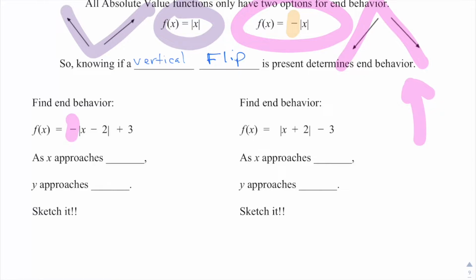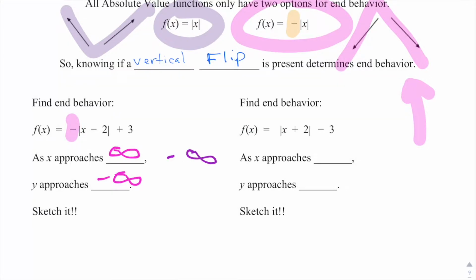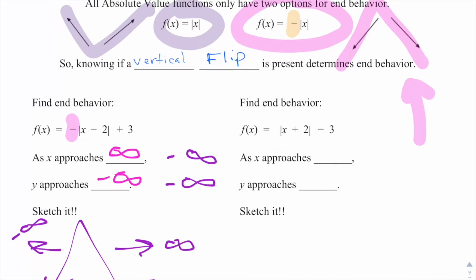So as x approaches infinity, y will approach negative infinity, and as x approaches negative infinity, y is going to be approaching negative infinity. And we can see that if we sketch it, because the x going this way is toward infinity, and the x going this way is towards negative infinity, right? It doesn't matter which way it goes. Both times the y's are approaching negative infinity when there's a vertical flip.